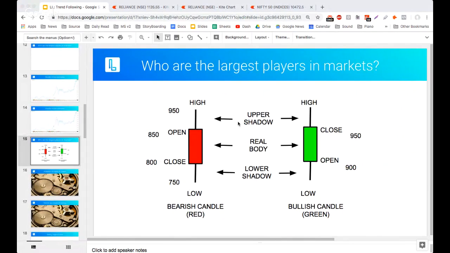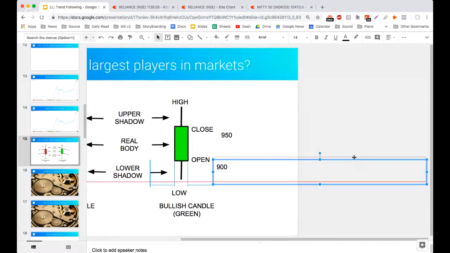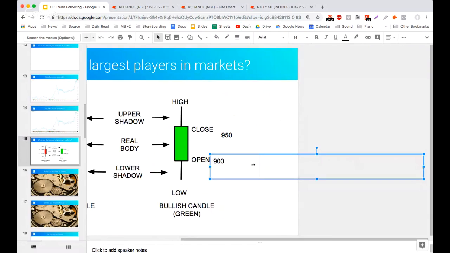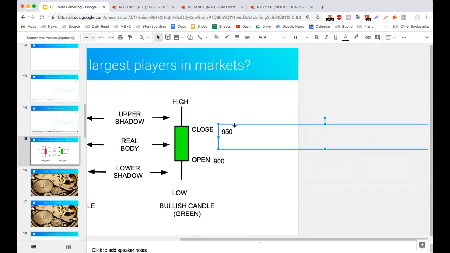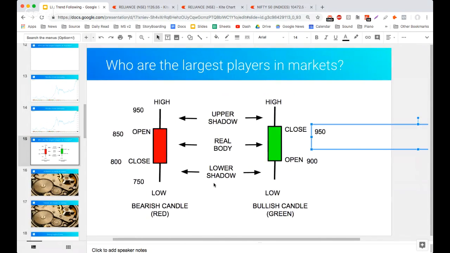Okay, let's move onwards. Now a green is just the opposite. The market opens at 900 and closed at 950. This means that this was a gain day, and that's why it's a green bar. Isn't it easier now to see something?